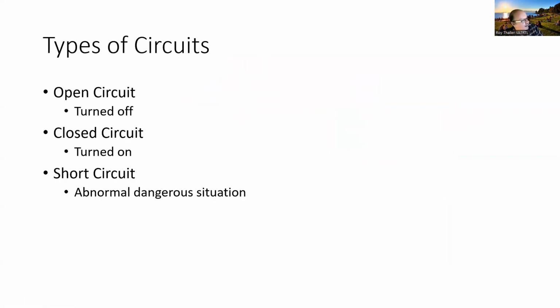Now you have different types of circuits. You have an open circuit, which basically means it's turned off. You have a closed circuit, which means that it's turned on. And then you can also have a short circuit, which provides an abnormal, dangerous situation. And we have examples coming up here.